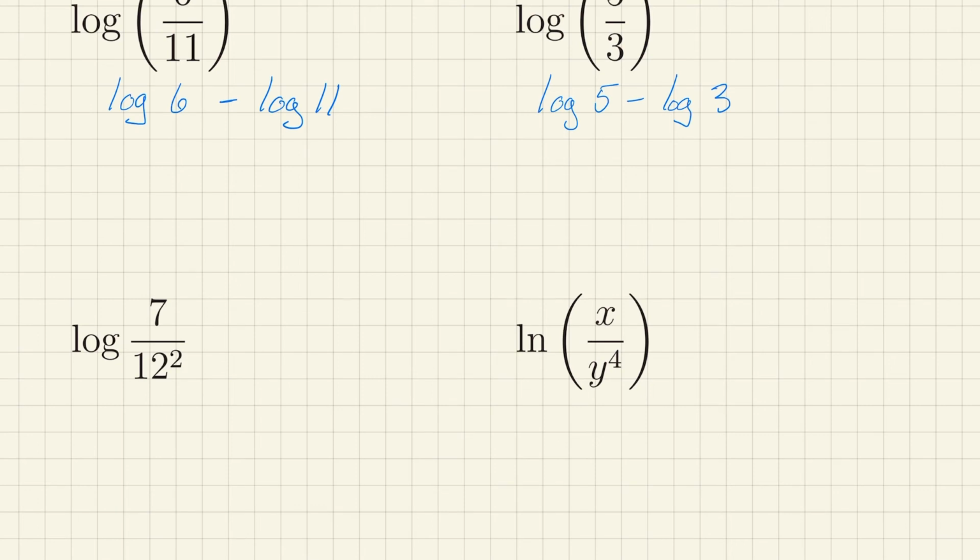We have the log of 7 over 12 squared. So this is going to become the log of 7 minus the log of 12 squared. And next we have the natural log of x over y to the 4th power. The laws of logs apply to the natural logs as well. So instead of writing log, we write natural log. So we have the natural log of x minus the natural log of y to the 4th power.